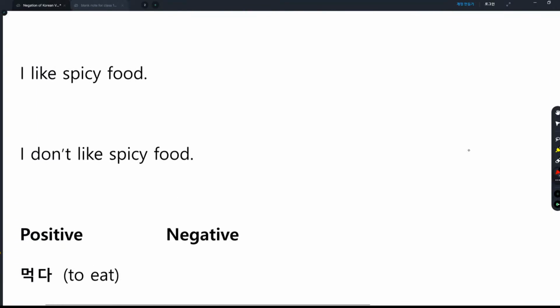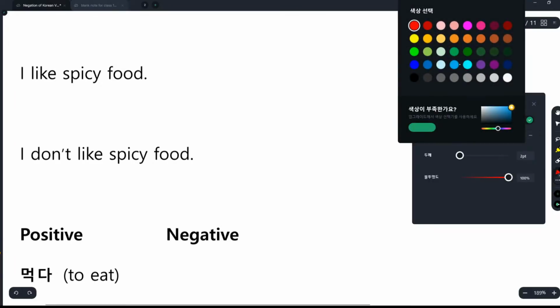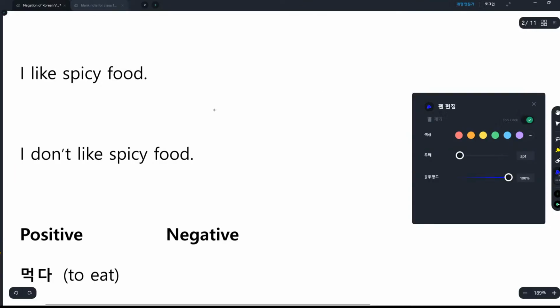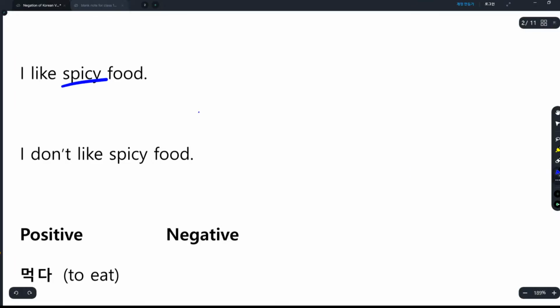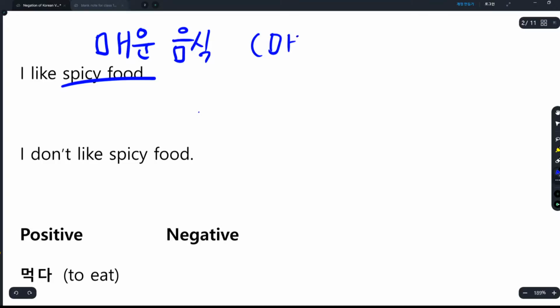And so let's try practicing with simple sentences too. So if you want to say, I like spicy food, spicy food is 매운 음식. It comes from the adjective 맵다, and 매운 is 맵다's modifier form, and you can learn about this in an adjective lesson in depth. But here we're going to go with 매운 음식 for spicy food.